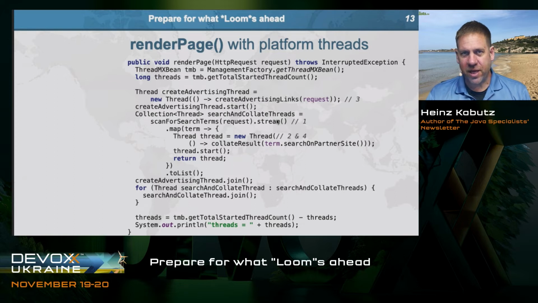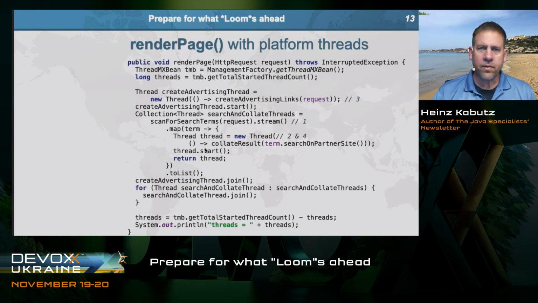I'm going to create a stream, then map each of the search terms into a new thread that's going to collate, first of all, search on partner sites and then collate the results. And so each of the individual tracks is going to be a separate thread. All right. And then we're going to return each thread, and that's going to be a list of threads.